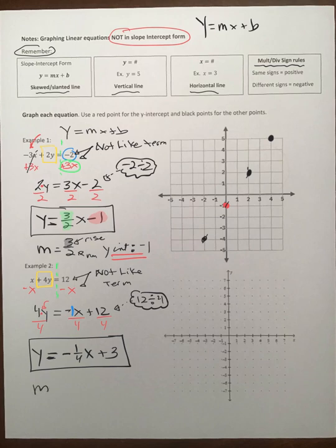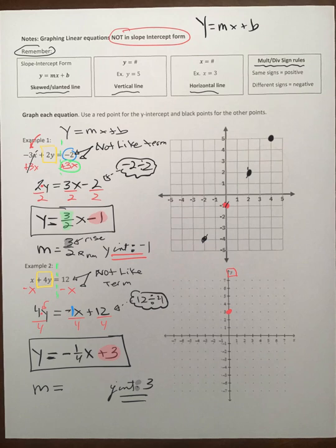So what's the slope and what's the y-intercept? Remember, the y-intercept is the b. So the b in this problem is 3, and that is where it crosses the y-axis. And we want you to put that in red. So positive 3 on the y-axis is right there. That's your y-axis, so there's that positive 3.